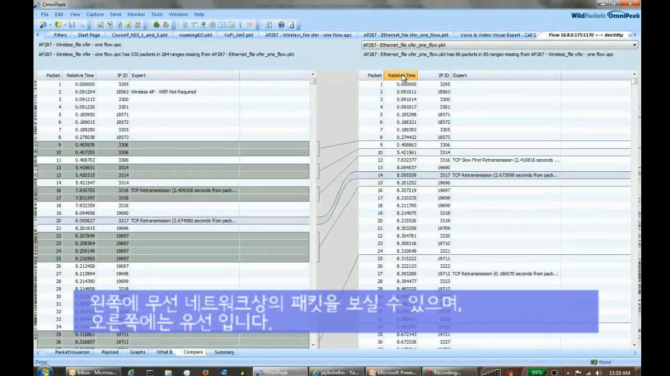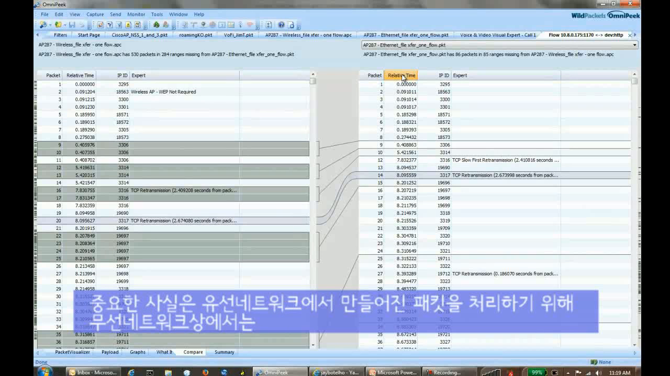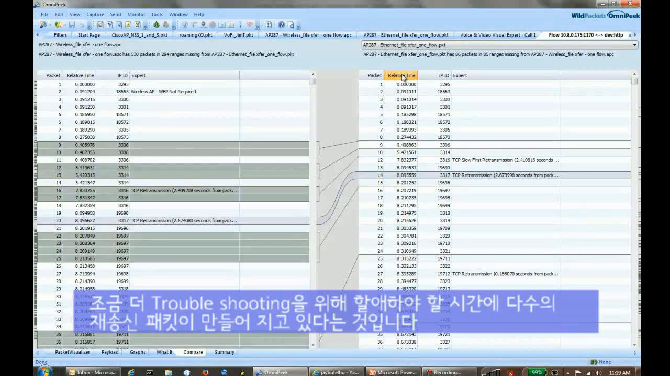Here we're looking at the wireless side of the network, packet by packet on the left-hand side, the wired side on the right-hand side, and the first thing that becomes very obvious is we are suffering from a number of retransmissions on the wireless side of the network before those packets even make it to the wired side of the network, something we'd want to spend a little more time troubleshooting.